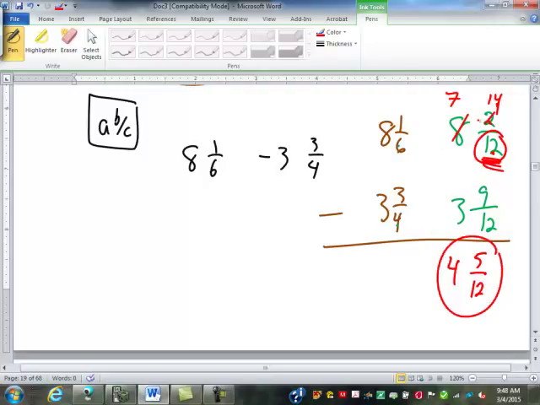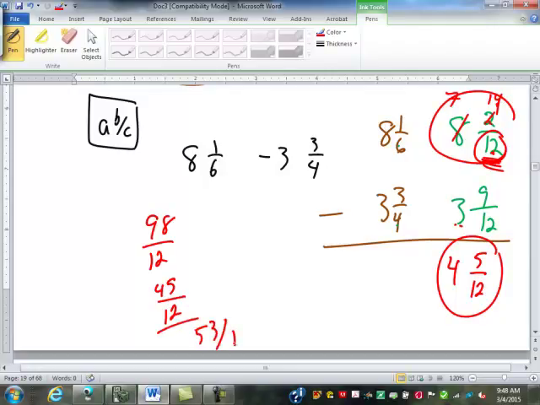If you did it all as improper fractions, you still have to have a common denominator. So you'd still have to put it in twelfths. So the 8 and 2/12 would be 8 times 12 is 96, that'd be 98/12. 3 and 9/12: 3 times 12 is 36 plus 9 is 45/12. 98 minus 45 is 53/12. Then 12 goes into 53 4 times with 5 left over. So it's still 4 and 5/12. Yeah, but I got that one right now.